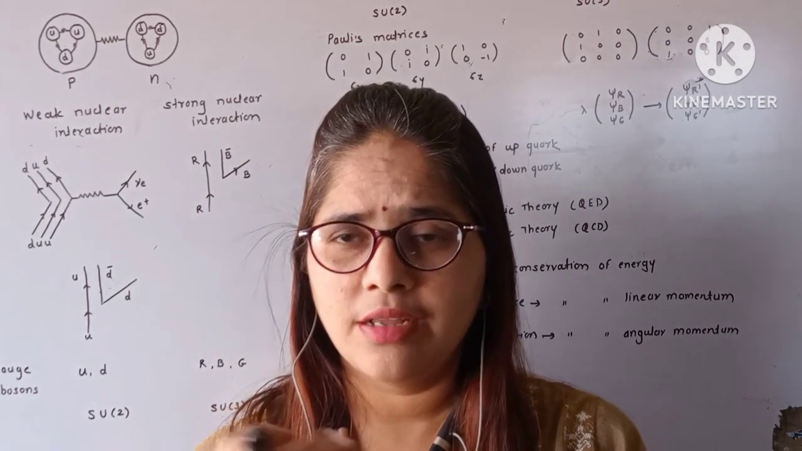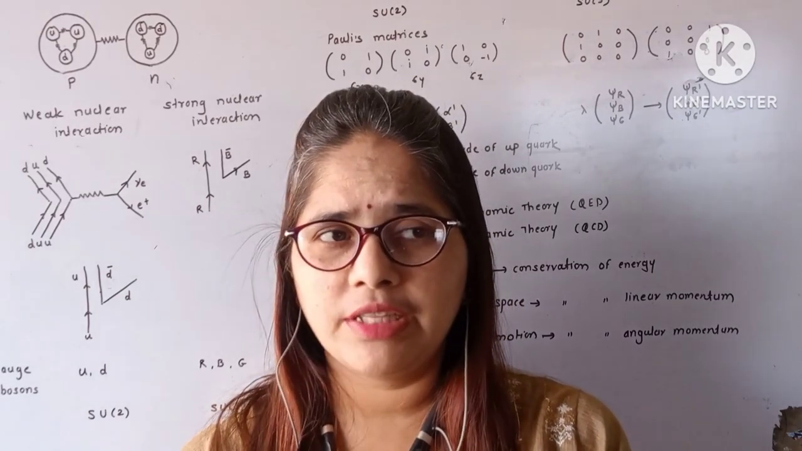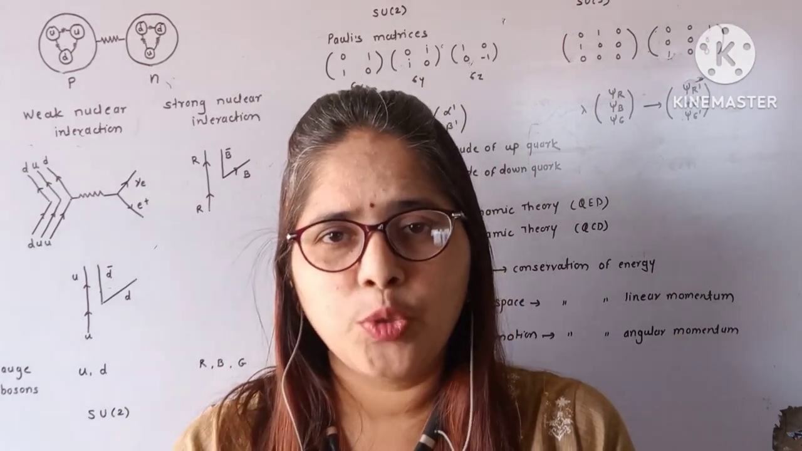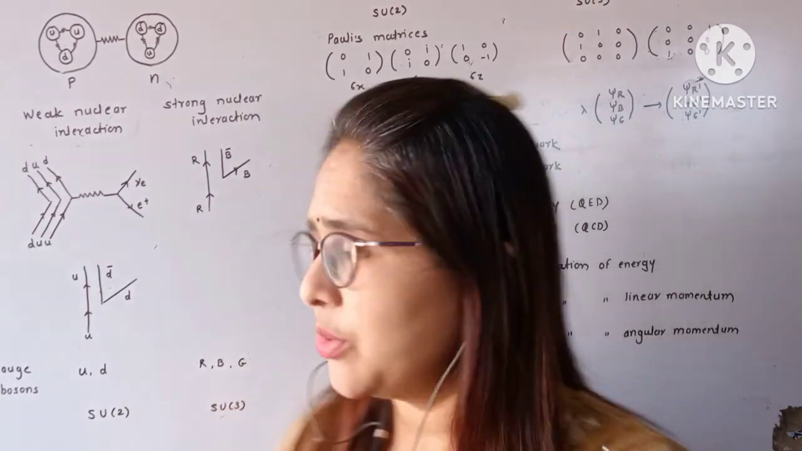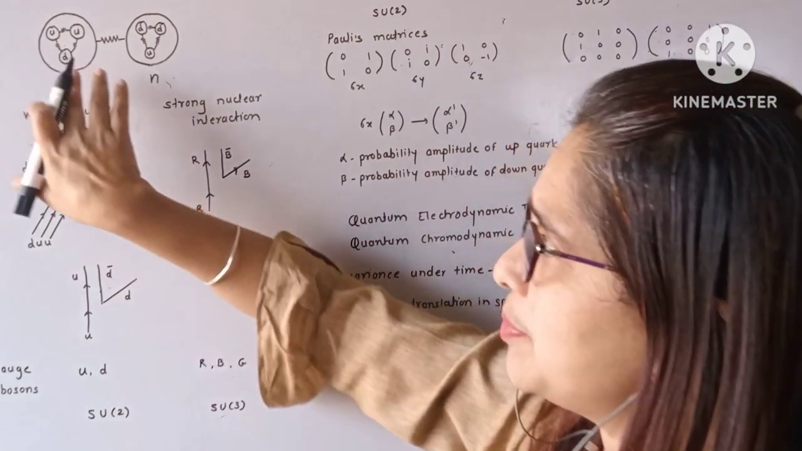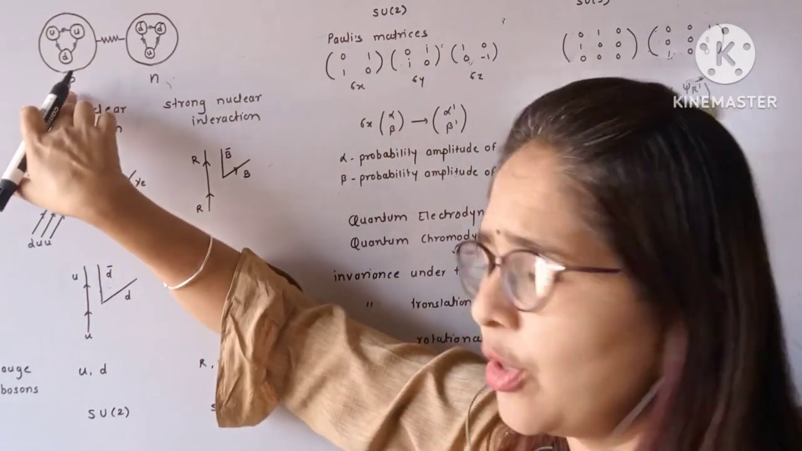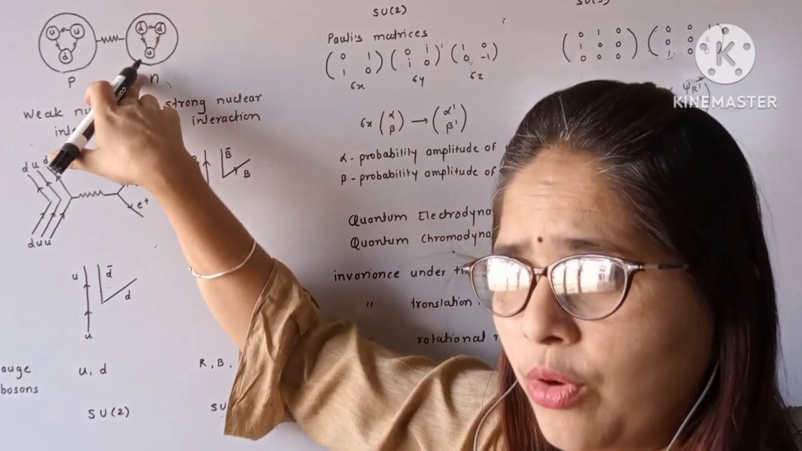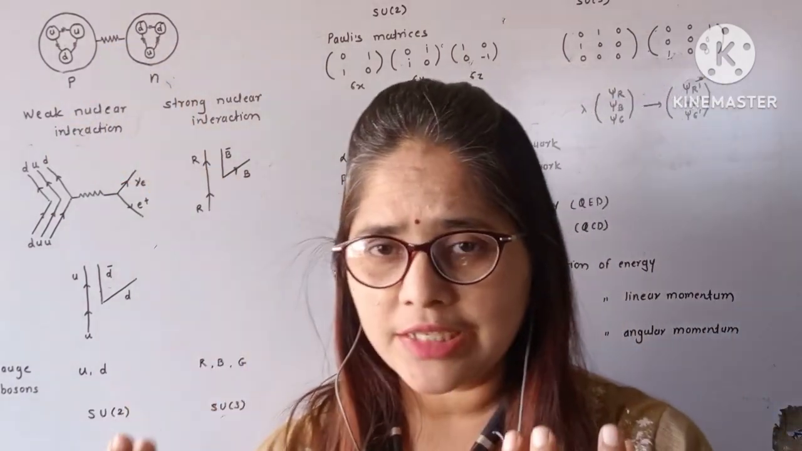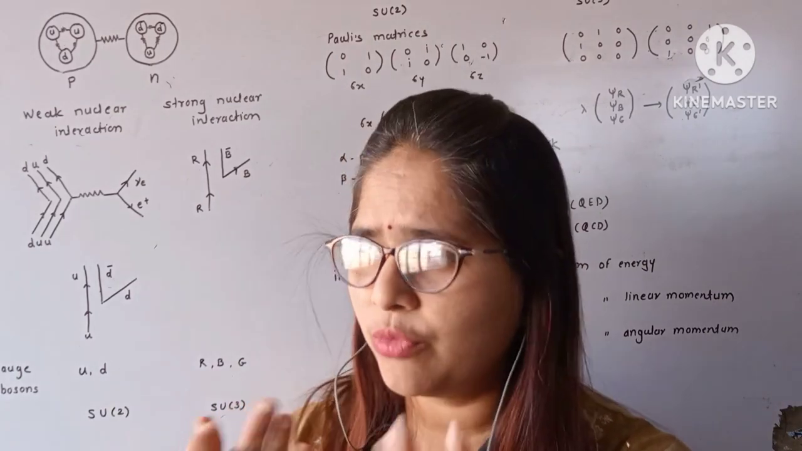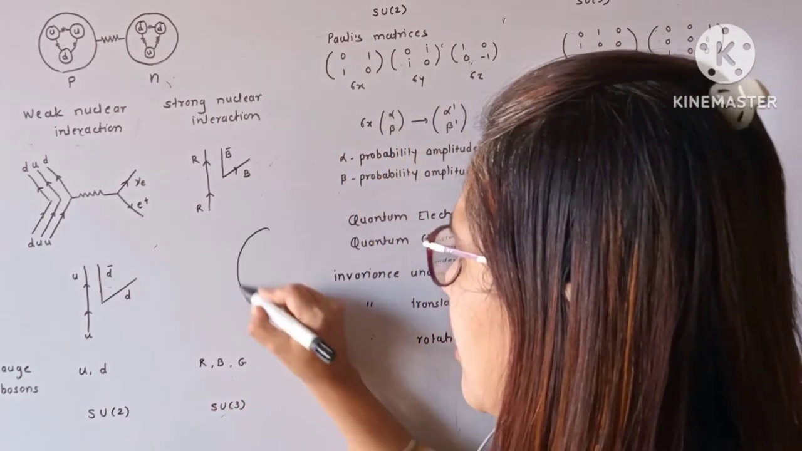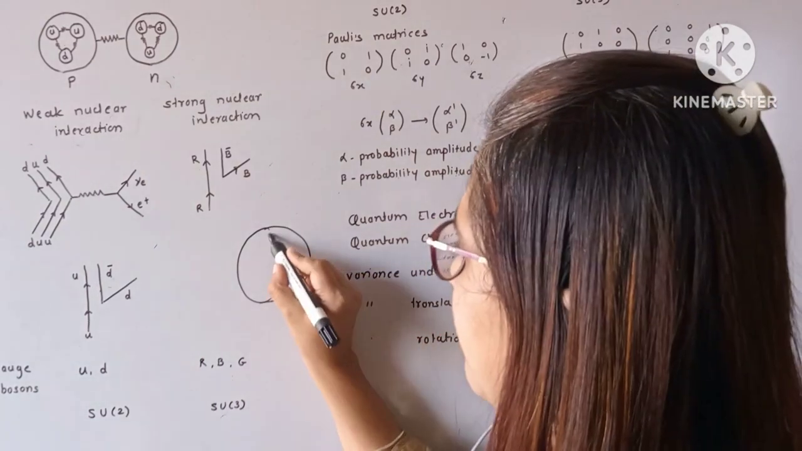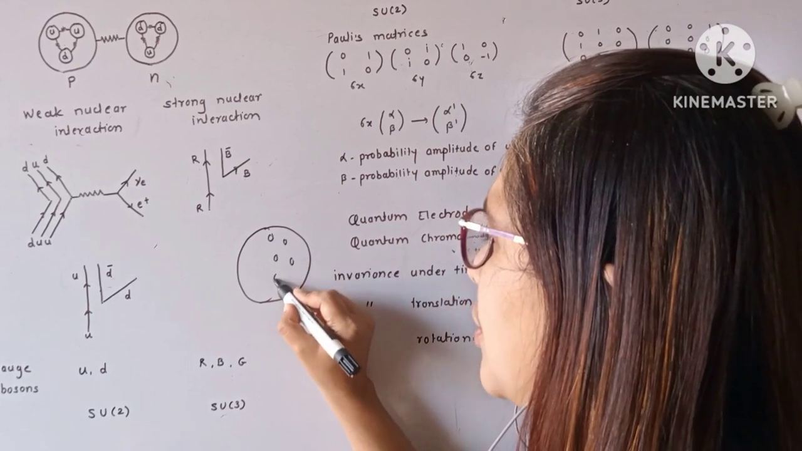Colors have nothing to do with our day-to-day colors, even if they are named red, blue and green. Let me first tell you that the proton is made up of up and down quarks, and the neutron is made up of down and up quarks. So whenever there is an interaction between a proton and neutron, now we know that a large nucleus consists of a large number of protons and neutrons. This is an image of the nucleus.